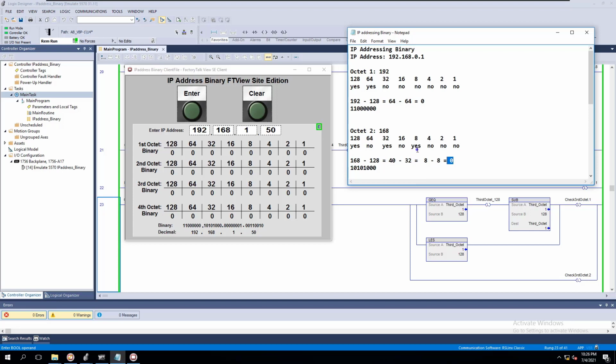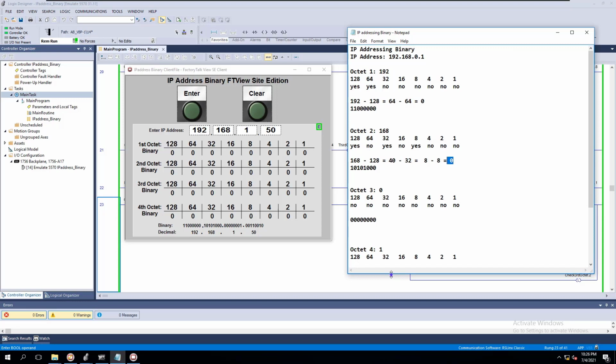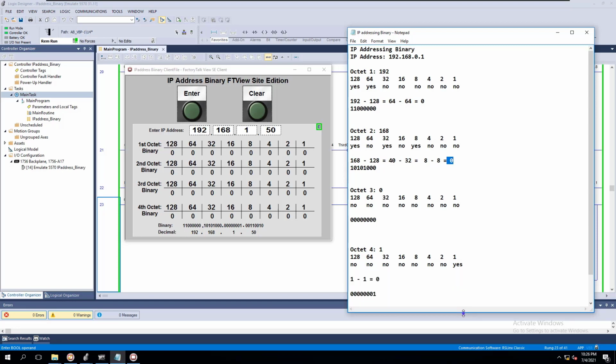Now we're going to get into the really simple ones. The next one is 0. Can 0 go into any of these numbers? No, it cannot. So the binary for that is all zeros, 8 zeros. That gives you a base understanding of how the mathematics works. Now 1 is very simple. Can 1 go into any number but itself? No, it can only go into itself. So the binary code of that is 00000001. Okay, so keep that in mind.